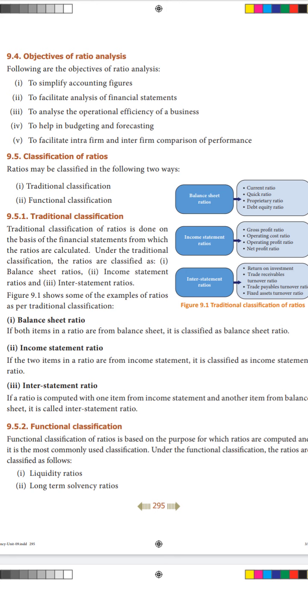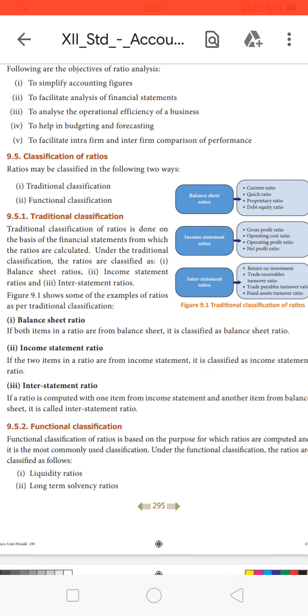Second one is income statement ratio. So what is an income statement? The income statement talks about your trading and profit and loss account. So when two accounts are compared within the profit and loss account, or within the trading account, then we call it an income statement ratio. So if two items in a ratio are from the income statement, it is classified as an income statement ratio.